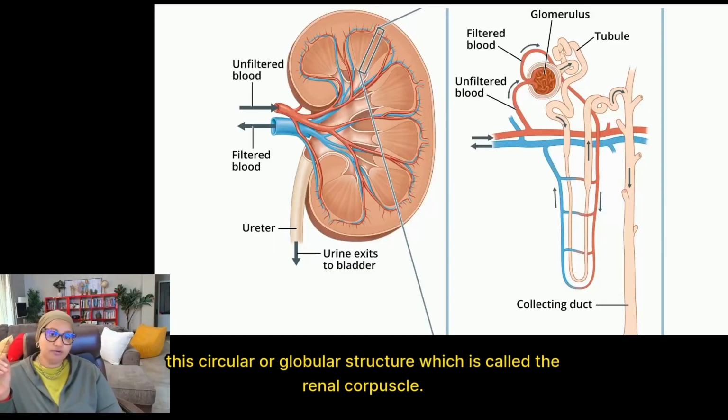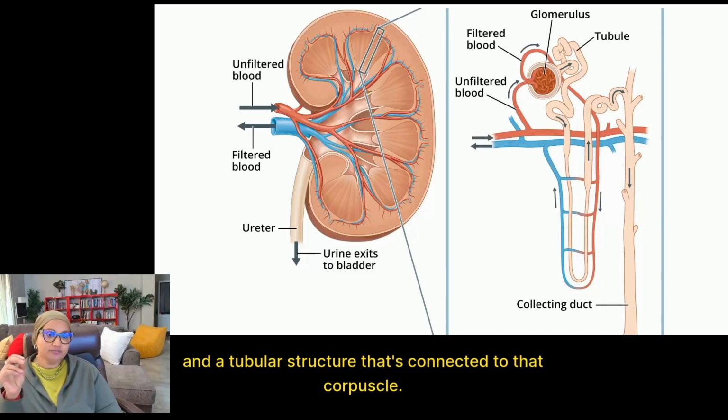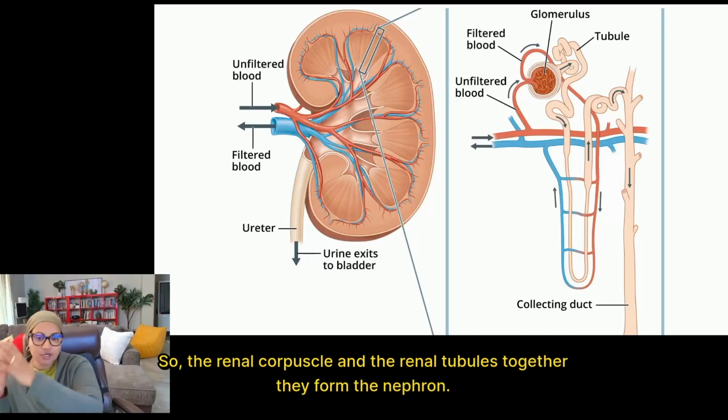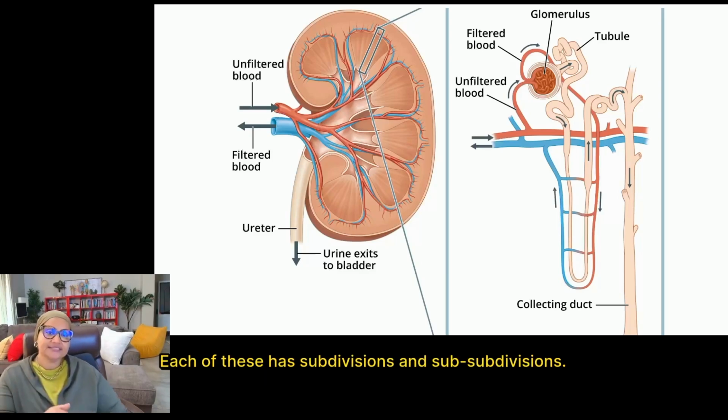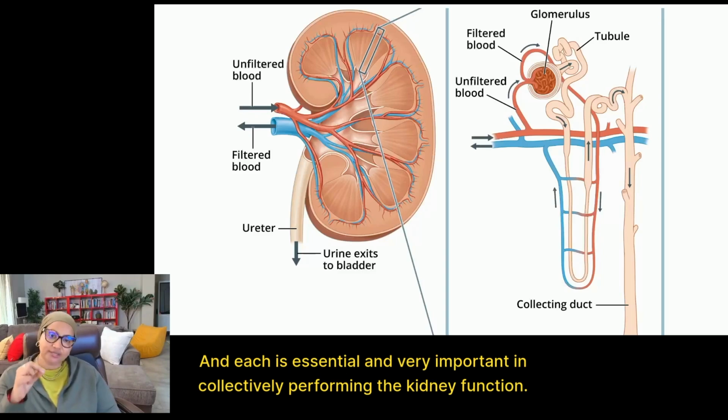This circular or globular structure is called the renal corpuscle, and there is a tubular structure that's connected to that corpuscle. So the renal corpuscle and the renal tubules, together they form the nephron. But it's not that simple. Each of these has subdivisions and sub-subdivisions, and each is essential and very important in collectively performing the kidney function.